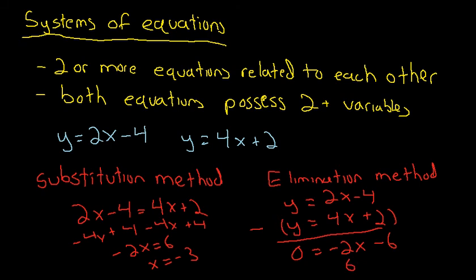I can then add 6 to both sides and divide both sides by negative 2. And again, I come up with x equals negative 3. When you do this, you should get the same solution for both methods.